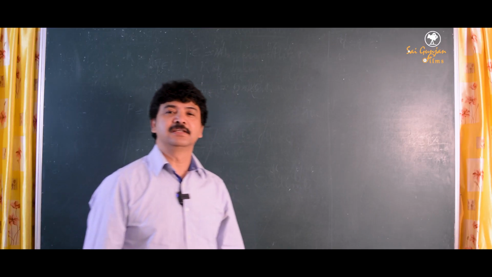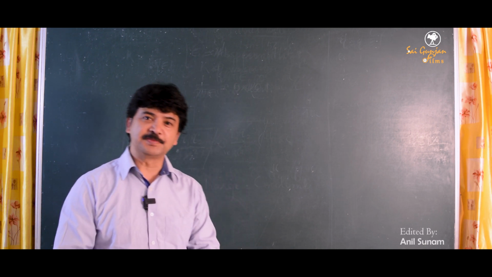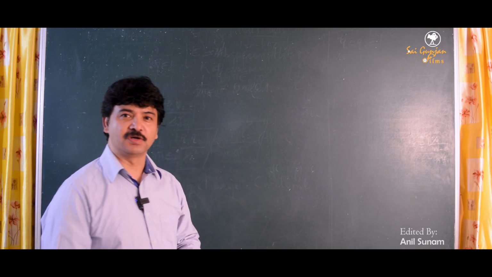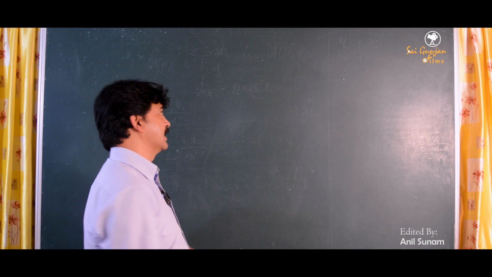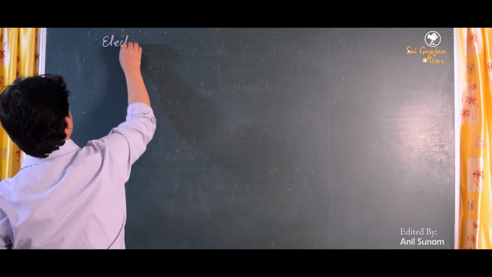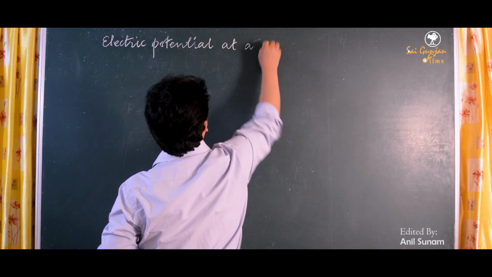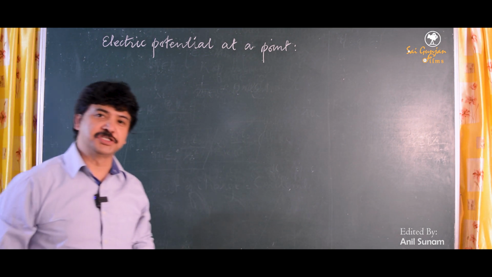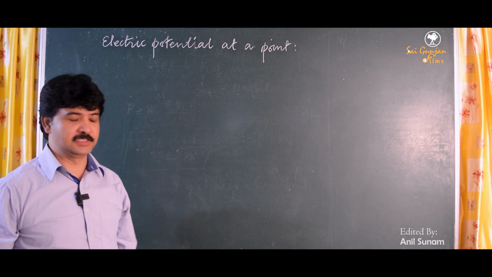Hello students. In the last class you saw how electrostatic charges can be produced, their properties, and of course Coulomb's law. Today in this class you are going to learn one very important topic in this chapter, and that is called electric potential at a point.